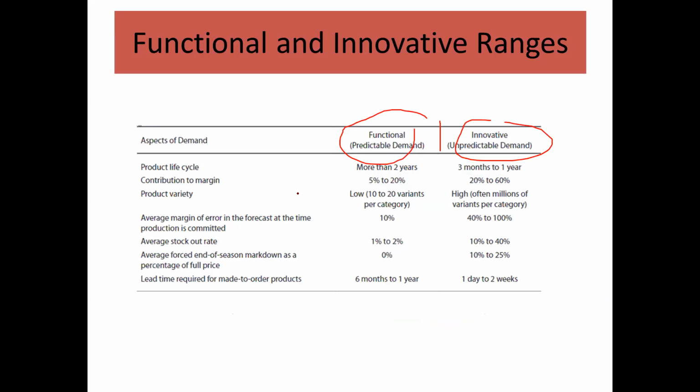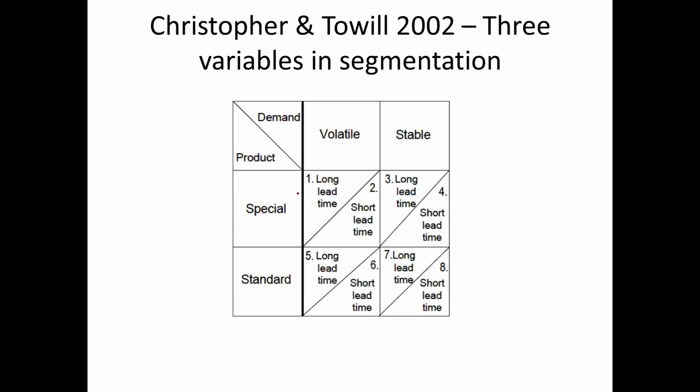There's a Christopher and Towill matrix in the study guide, which is taking it too far because there's 8 options there. You've got volatile and stable demand, the product's special or standard, but the lead time can be long or short. So you would need 8 different strategies.